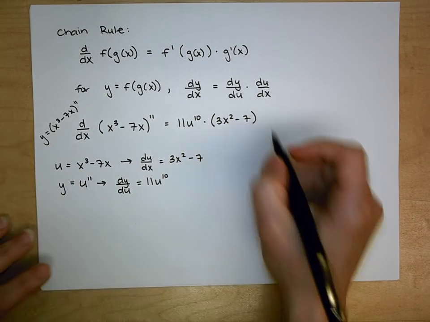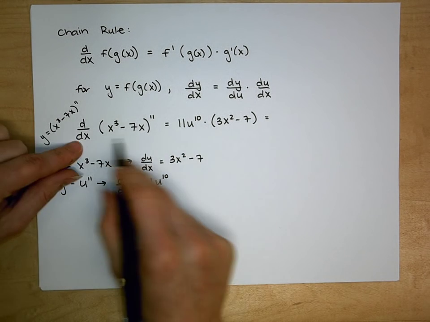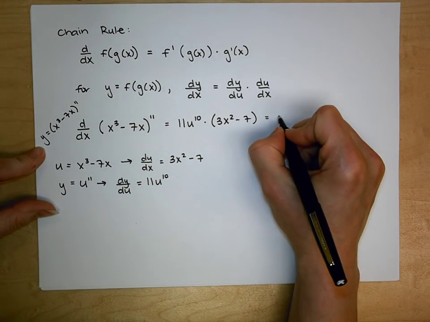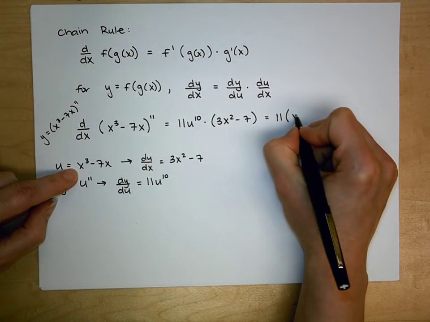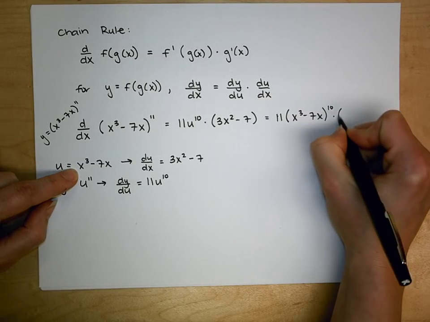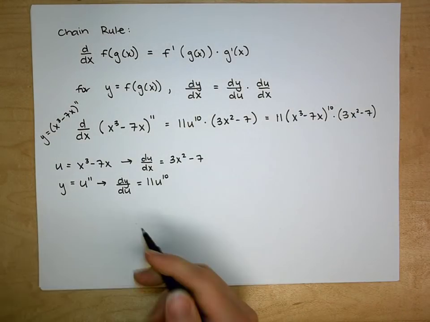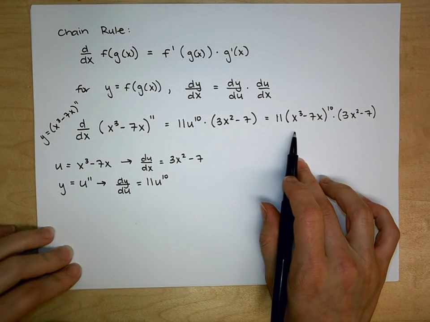Okay, now to get the final answer, we want to plug back in what u originally was so that I have my answer in terms of x's instead of in terms of a u and in terms of an x. So I see that I have 11, and u was x cubed minus 7x to the 10th, and then I have my 3x squared minus 7. So there's my answer. The derivative of this is this, using the chain rule.